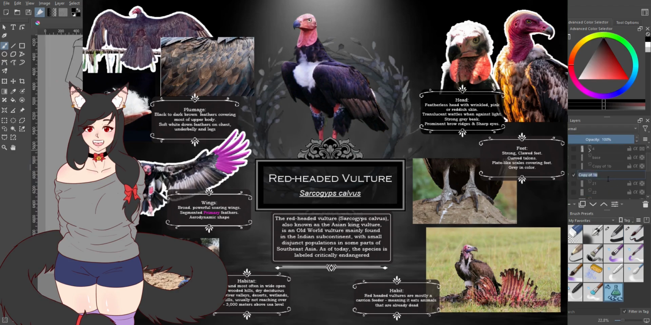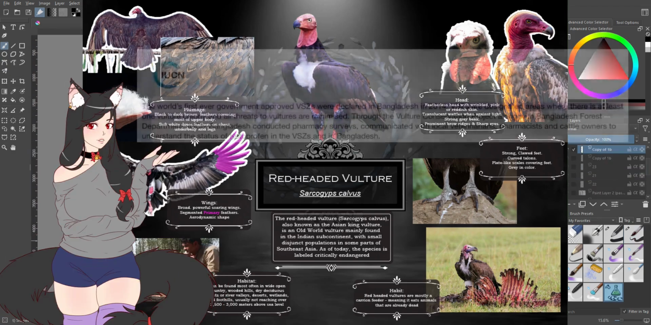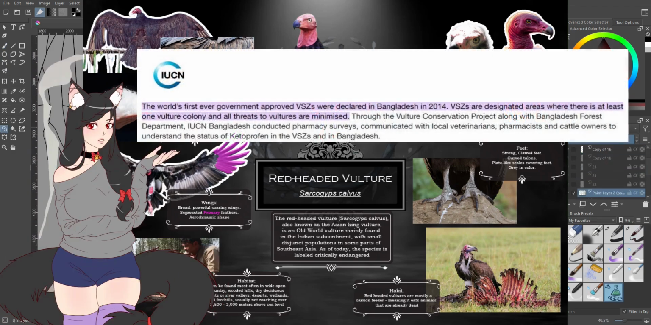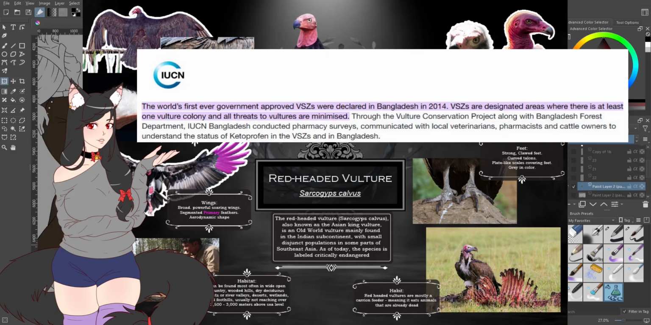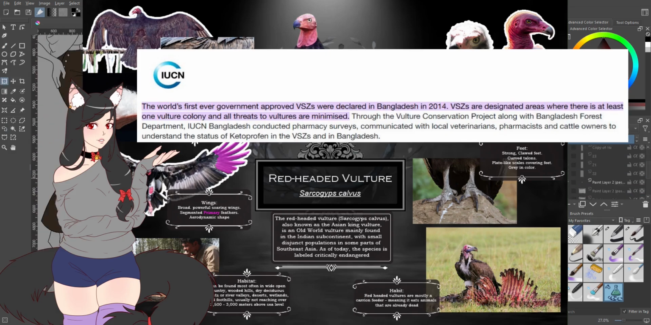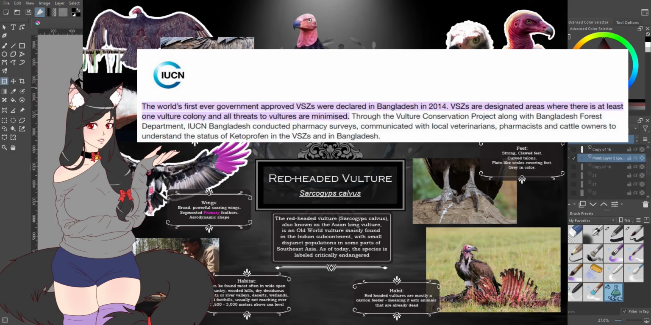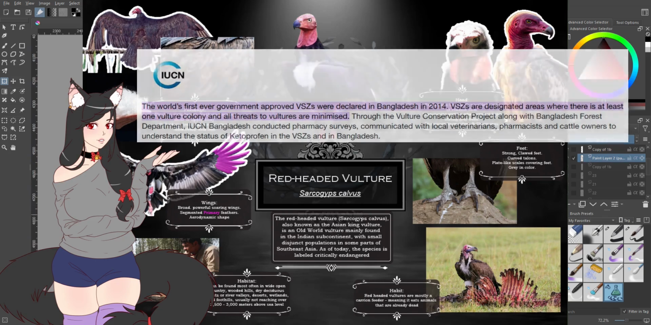Fun fact actually, Bangladesh has a record of 7 vulture species, and the world's first government-approved vulture safe zones, or VSZs, were declared in 2014 in Bangladesh. There are even laws banning the use of diclofenac and ketoprofen, 2 veterinary drugs that are highly toxic to vultures, as the animal carcasses which contain these drugs, if consumed by vultures, may lead to death.